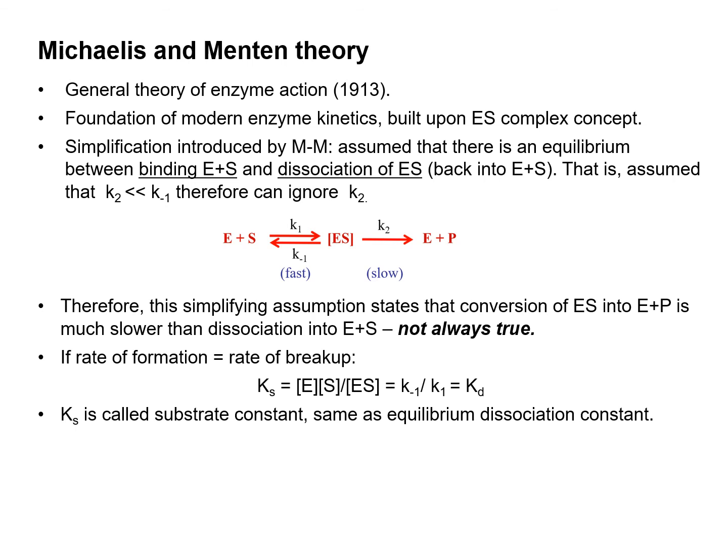And if the rate of formation of the ES complex is the same as the rate of breakup of the ES complex, then this constant, which is called Ks, the substrate constant, will be the concentration of E and S divided by the concentration of ES complex, which is the same as the ratio of the constants, k minus 1, which is for ES to E plus S, divided by k1, which is for E plus S to ES, and that is the same as the equilibrium dissociation constant of the ES complex, so it can be written as KD too.